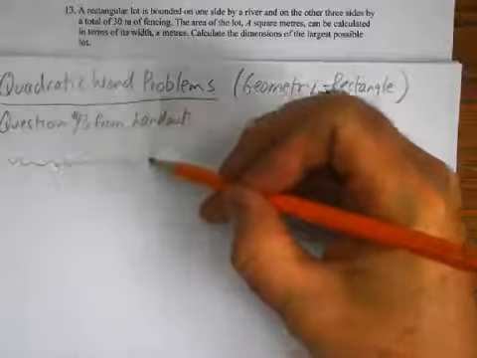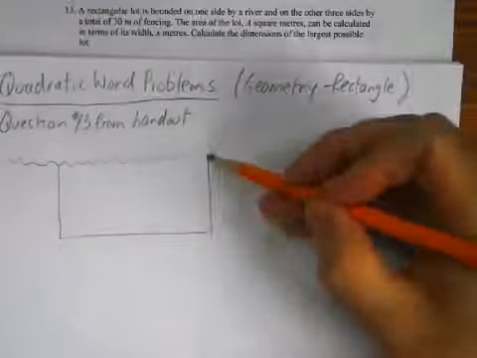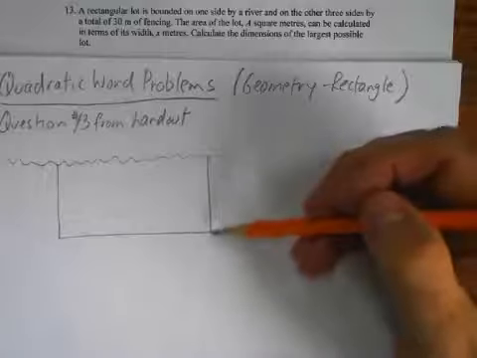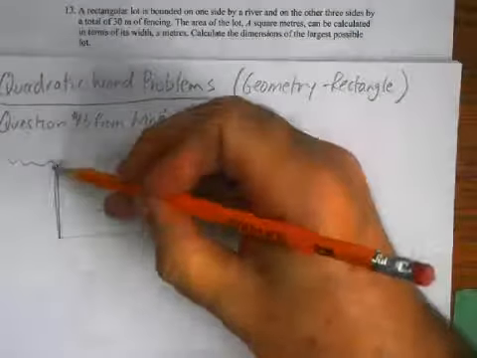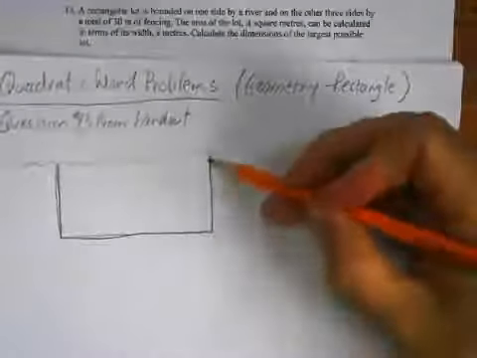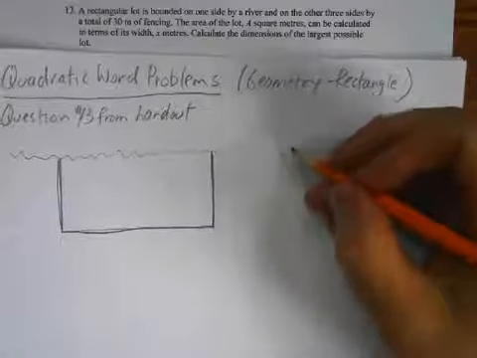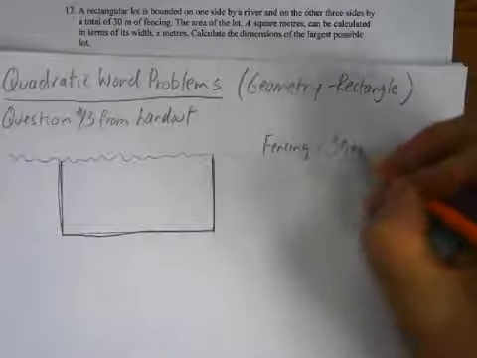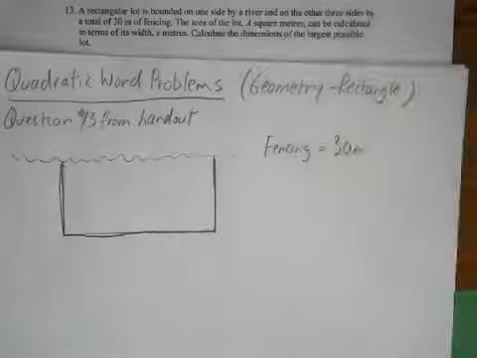So we've got the river. This is looking from above. And we've got our rectangular lot that's up against the river. So the shape of the lot is rectangular, but we're actually only looking at these three sides of the rectangle because we only need to fence these three sides. It tells us that we have a total of 30 meters of fencing. So the 30 will go up there. We're going to use all of it, nothing more, nothing less. It's always going to add up to what they tell us we have.